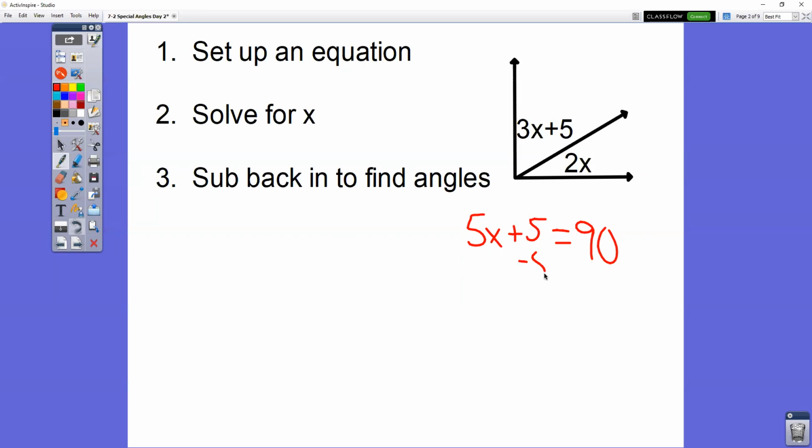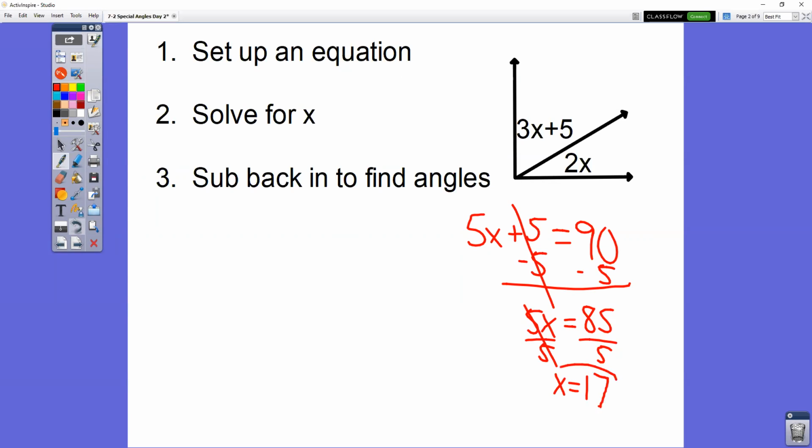Now it's just a two-step equation. So we're going to solve this two-step equation by doing minus 5 and minus 5, trying to get the 5x all by itself. 90 minus 5 is 85. Divide by 5, divide by 5. This is just a one-step equation here. 85 divided by 5 is 17. Now, on your homework, you will have to write down that x equals 17. But we're not done, all right? So we solve for x. That was step number 2.